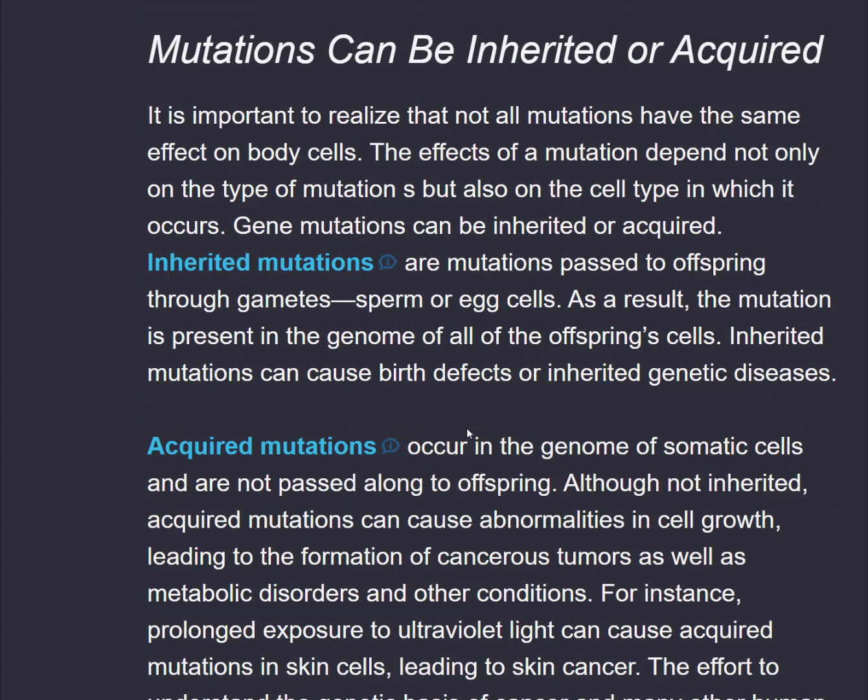Next is inherited mutations. A change in DNA structure or sequence of a gene passed to offspring through gametes can be cause of birth defects and genetic disease.